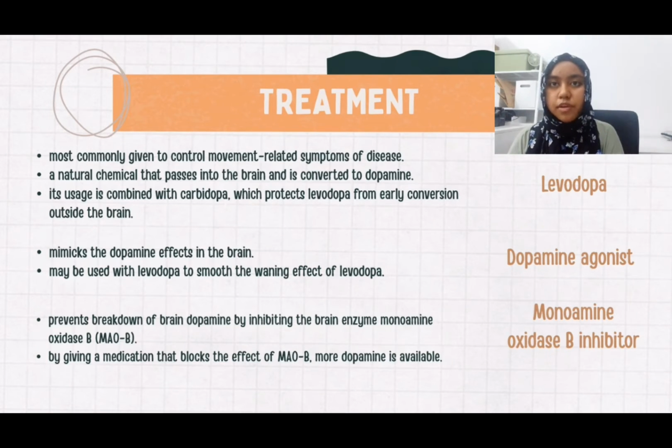Other medications that are used are monoamine oxidase B inhibitors. They help to prevent the breakdown of brain dopamine by inhibiting the brain enzyme monoamine oxidase B, which breaks down several chemicals in the brain, including dopamine. By giving a medication that blocks the effect of this enzyme, more dopamine is available to be used by the brain. Monoamine oxidase B inhibitors are also used with other medications, including levodopa, to reduce the wearing off of levodopa usage.